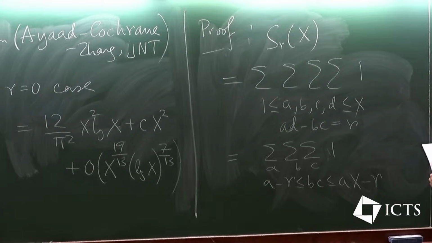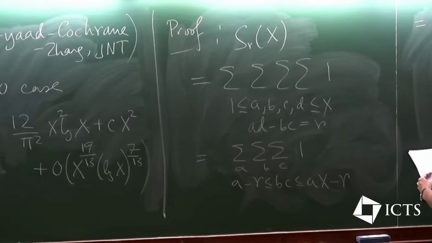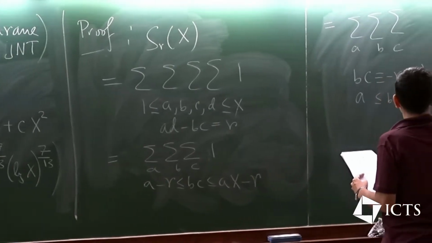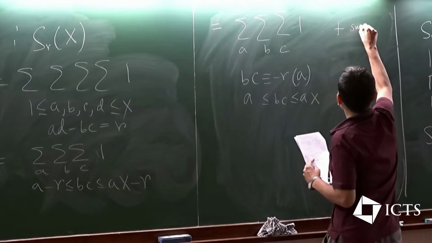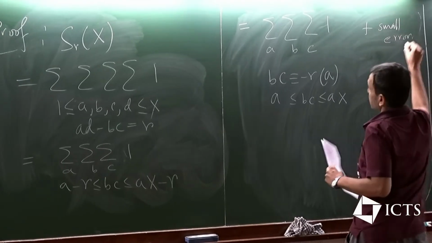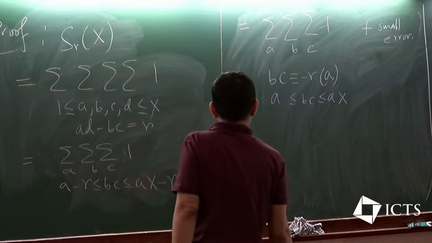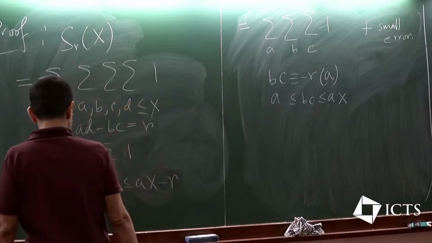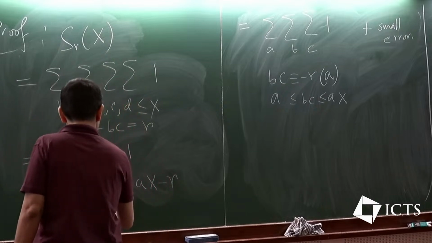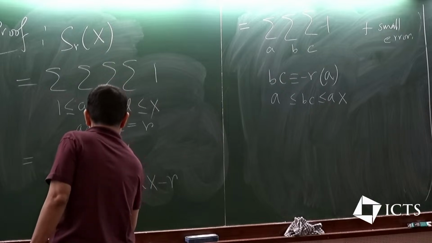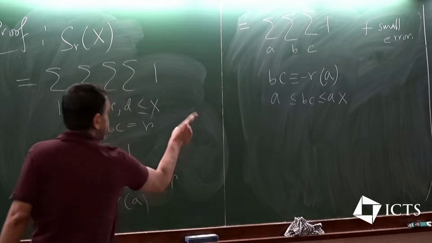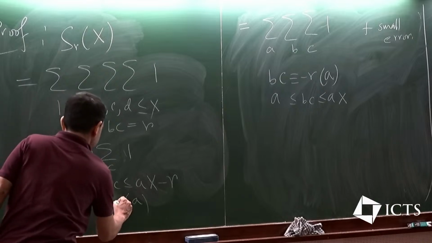And then this minus R can be removed up to a small error. So this you write as BC congruent to minus R mod A, BC less than AX plus a small error, because I'm now removing this R. So what is the congruence equation? BC is congruent to R mod A. Same. Maybe minus R. Yes.